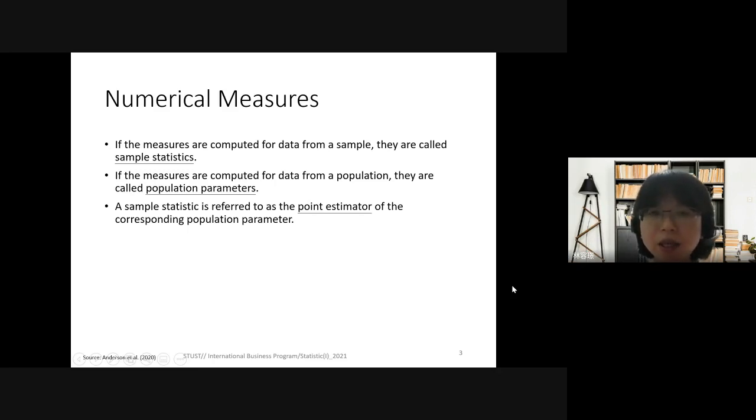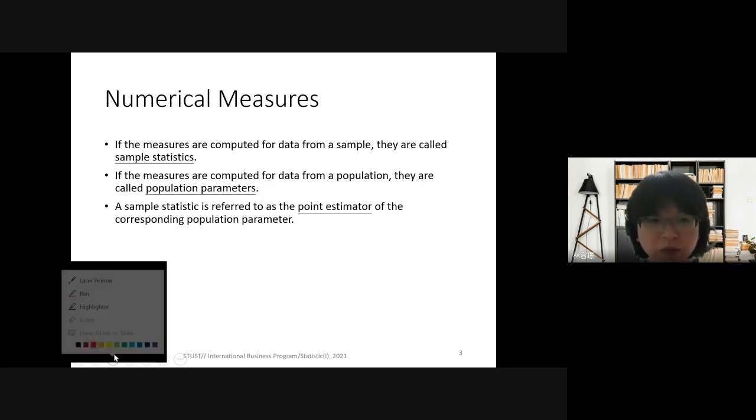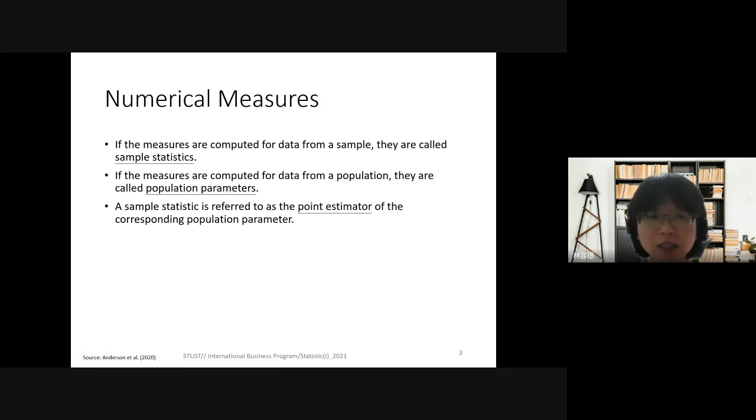Those measures usually come from a sample, so we will call them sample statistics. And if the measures come from a complete population, we will call them population parameters. So now you will be very confused. Why? What is a sample? What is a population?